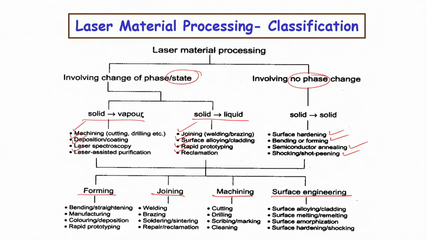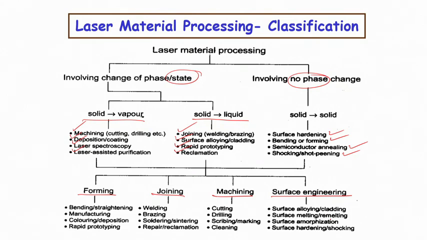So cutting of longer dimension, or drilling with a much higher aspect ratio, a small hole but drilled through and through. You can do scribing or marking. You can do even cleaning, removal from the surface, a very thin layer. On the other hand, if you're doing surface engineering, then you can do alloying or cladding, you can do melting or remelting, you can do simply heating or hardening or shock peening, or you can even try to amorphize the surface by change of state, by change of microstructural state.